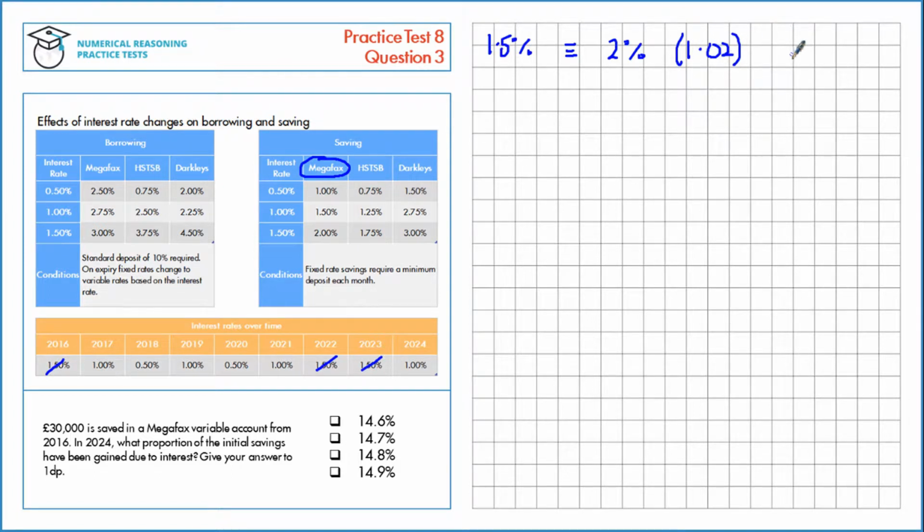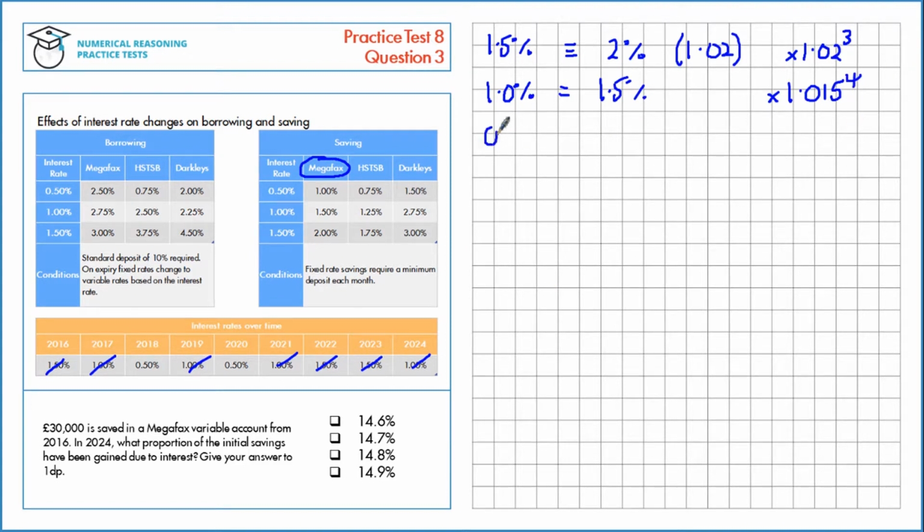If we use the multiplier, 1.02, for 1 year, using it for 3 years is the same as raising it to the power 3. Let's have a look at the normal 1.0% interest rate. For Megafax, that corresponds to a 1.5% rate, which is a multiplier of 1.015. This occurs 1, 2, 3, 4 times, so it's like raising the multiplier to the power 4.